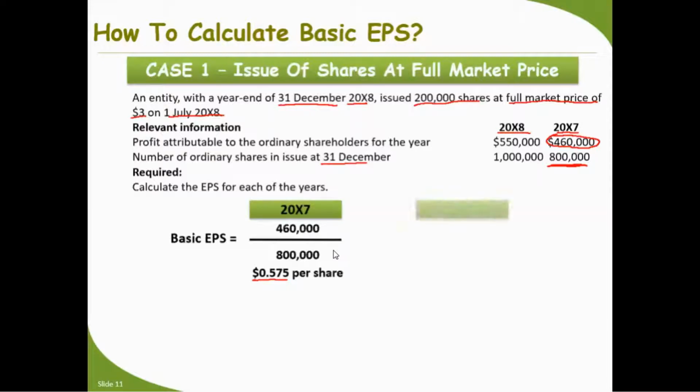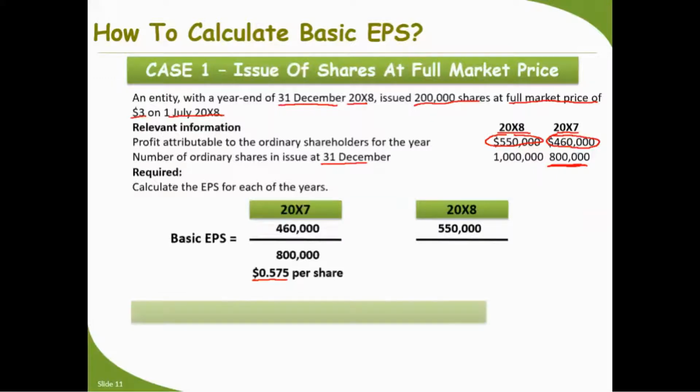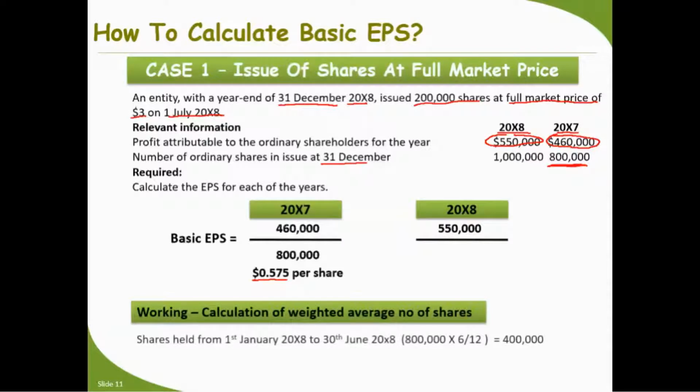Now, to calculate 20x8 EPS, we have profit attributable to ordinary shareholders, which is 550,000. Then our denominator, because we have issued some shares at full market price during the accounting period, requires a working calculation of the weighted average number of shares. Shares held from 1st January 20x8 to 30th June 20x8: 800,000 times the time fraction, which I have talked about earlier, 6 by 12, is equal to 400,000.